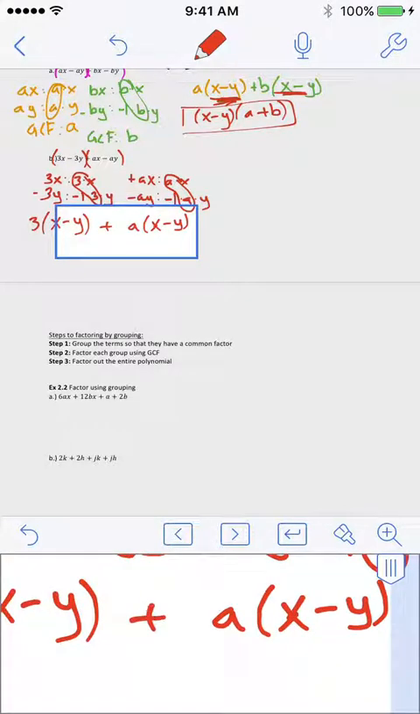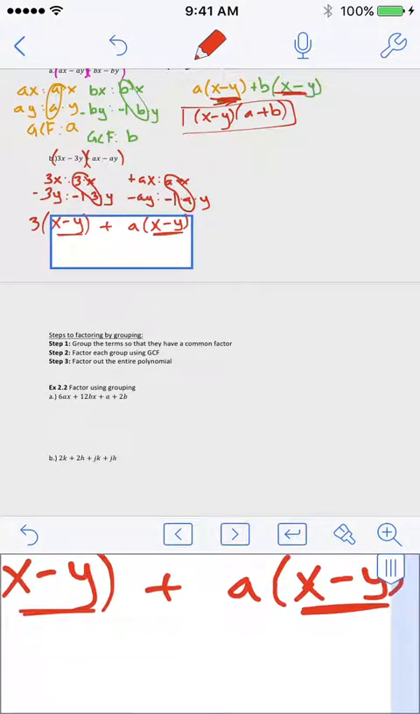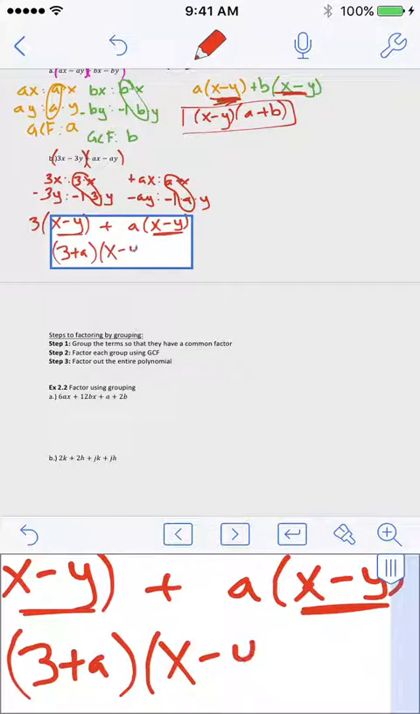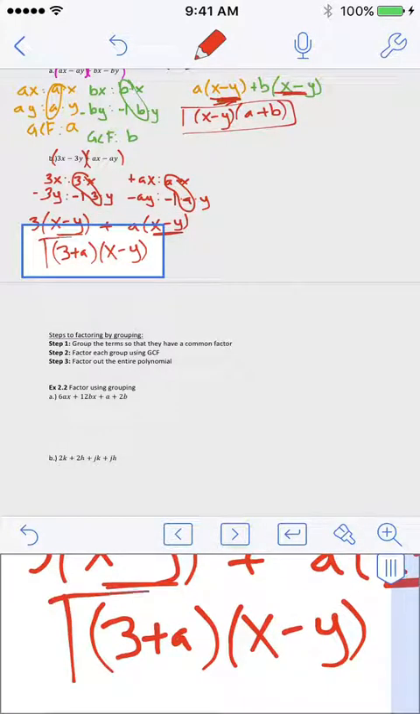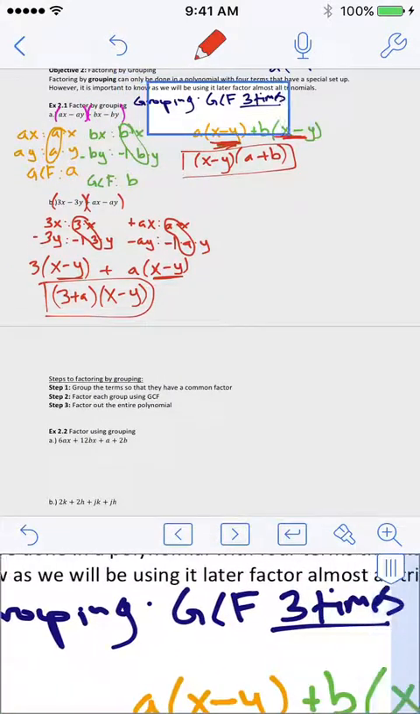Put them back together with a plus sign, right? Then take out what they have in common a third time, the x minus y. So 3 plus a times x minus y, and we have our final factored form. Almost virtually identical to the last problem, but I just wanted to show you it works with coefficients of numbers too. So it doesn't work on just variables, it works on coefficients with numbers. Okay, so that's essentially factored by grouping. It's GCF 3 times.